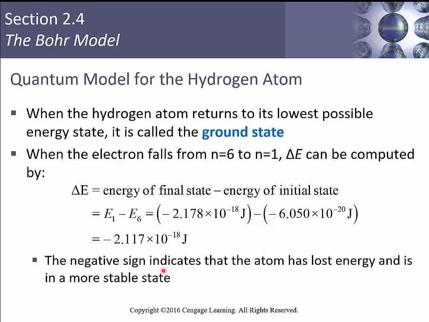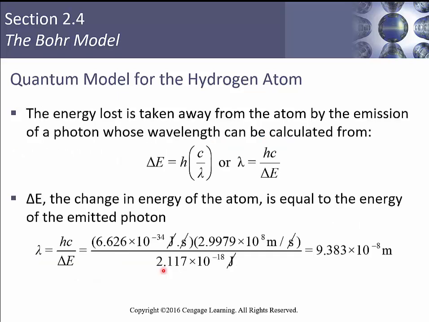The minus sign is also going to tell us about the direction of energy flow a lot of the time. So this minus sign means that energy has left the atom. It's going to leave that atom as a photon. If you went from 1 to 6, that number would be positive, indicating that the atom has absorbed or taken in that much more energy.